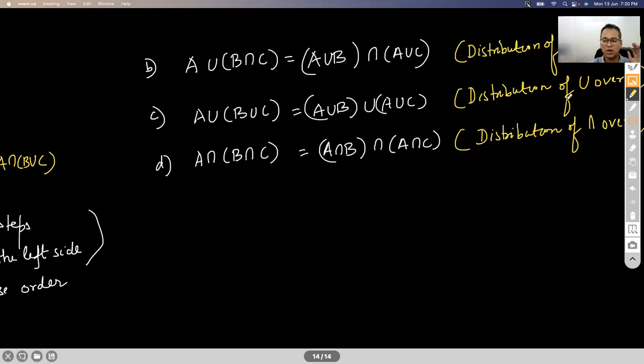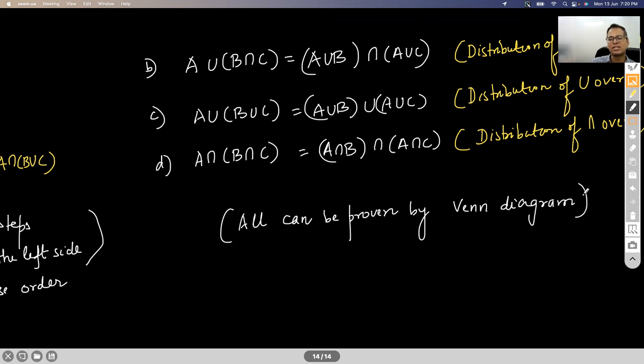Okay. And all these laws you can always prove by Venn diagram also. So they can all be proved, or proven, by using Venn diagram.